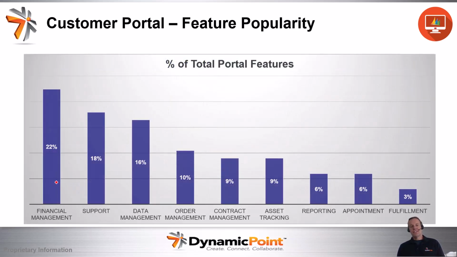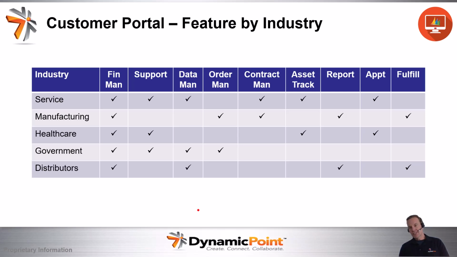So if we look at those features, you can see the popular one by far is financial management. Again, that's the ability to share invoice status, payment of invoices, ACH information, things like that with my customers, followed by support. A close third is data management, followed by order management, contract management, asset tracking, reporting, appointments, and last but not least, fulfillment details. Again, those are the features being implemented the most in customer portal implementations. If I break those features up by industry, we also see another trend emerging here.